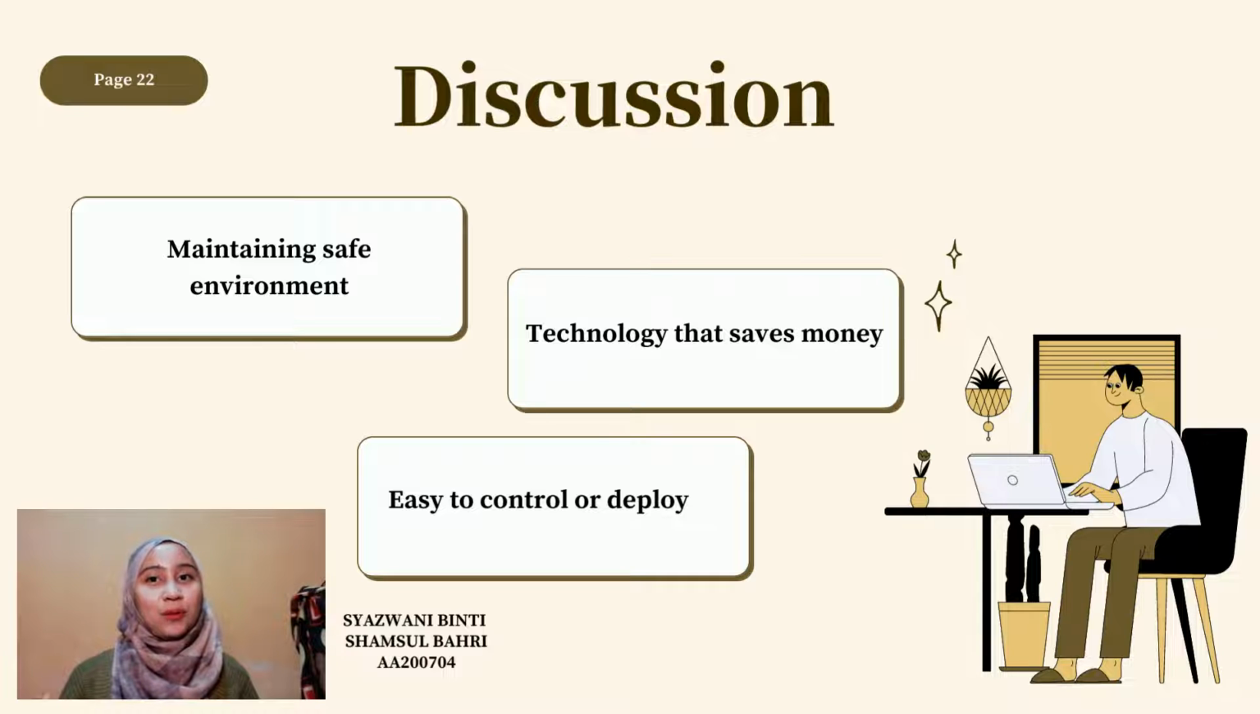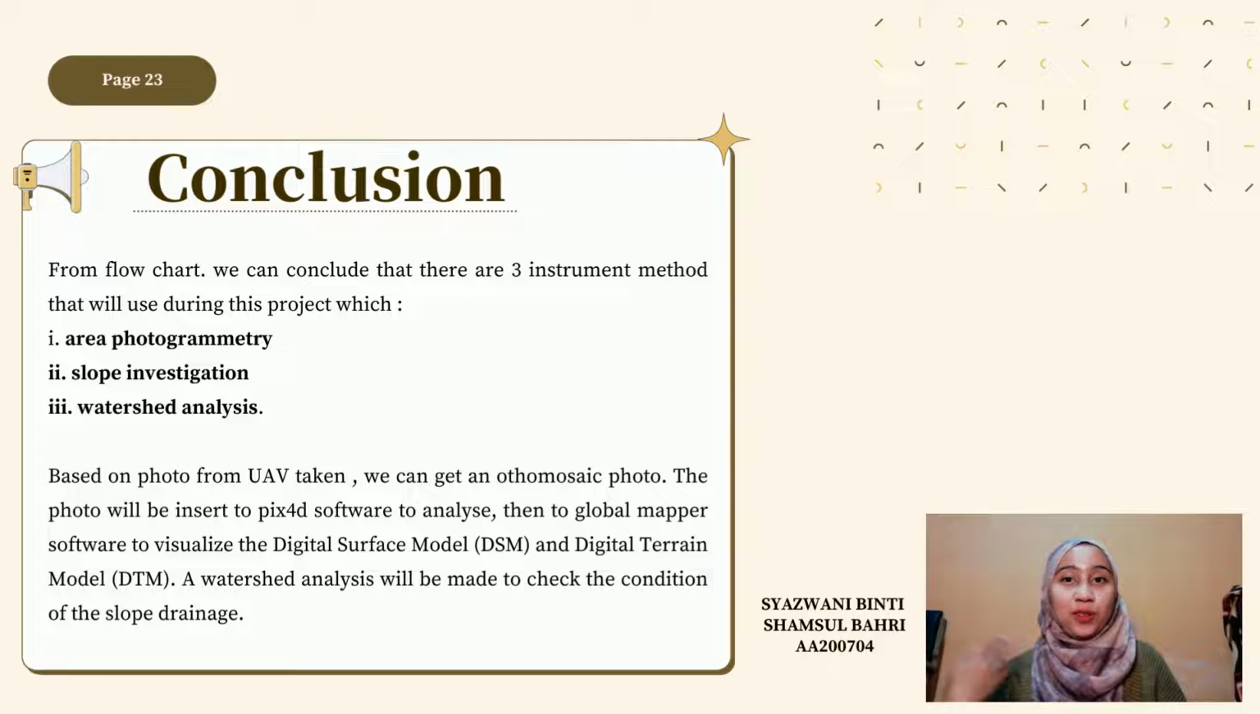After that, the UAV is easy to control since it has a wider range of motion, flies lower in all directions, and navigates more easily. From what I can conclude, based on the flowchart, there are three instrument methods that we will use in this project, which are aerial photogrammetry, slope investigation, and watershed analysis. Based on photos from the UAV capture, we can get automosaic photos, DSM and DTM photos, and we can use Pix4D and Global Mapper to analyze the data.